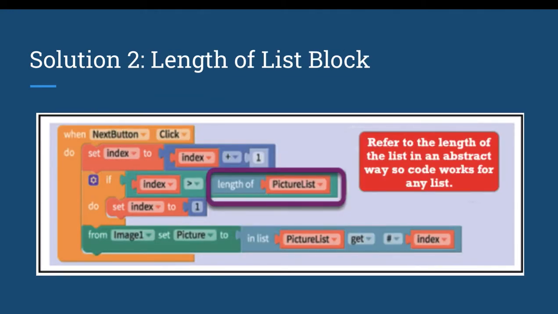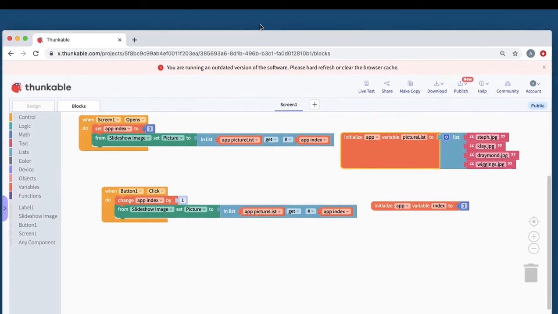And what we're going to do is use this block. It's called the length of list block. It's essentially a variable that'll be equal to whatever the length of the list is. And it doesn't matter if you change the length of the list. It will always be consistent, and thusly it will work for any code. So why don't we add that to our code?